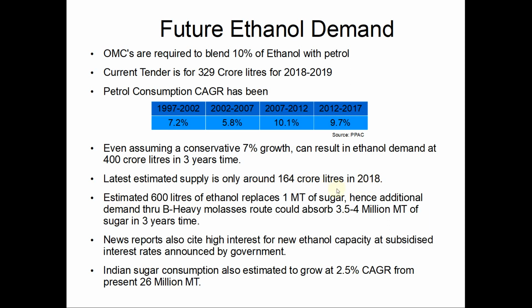It could also reduce sugar surplus in the country, as 600 liters of ethanol can replace 1 metric ton of sugar, and ethanol from B-heavy molasses could reduce surplus by 3.5 to 4 million tons of sugar in few years' time.